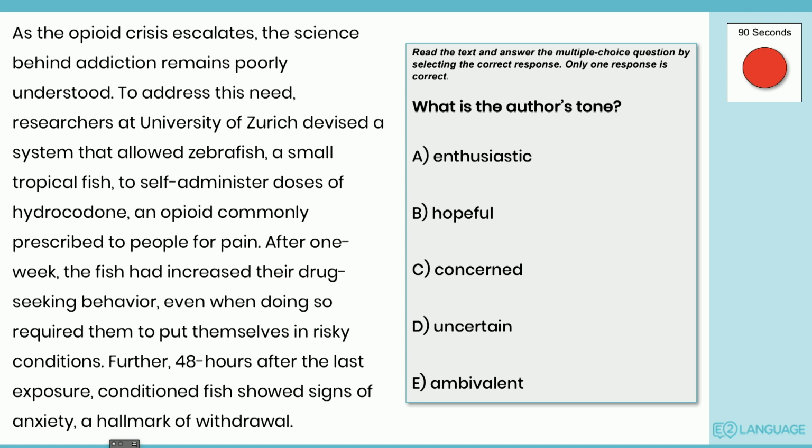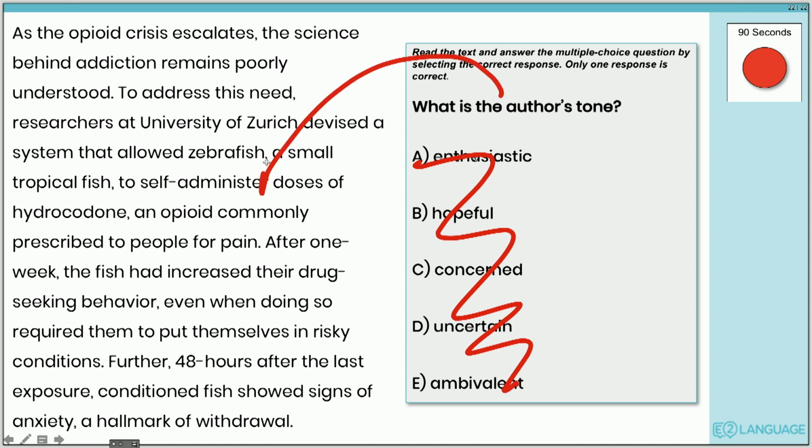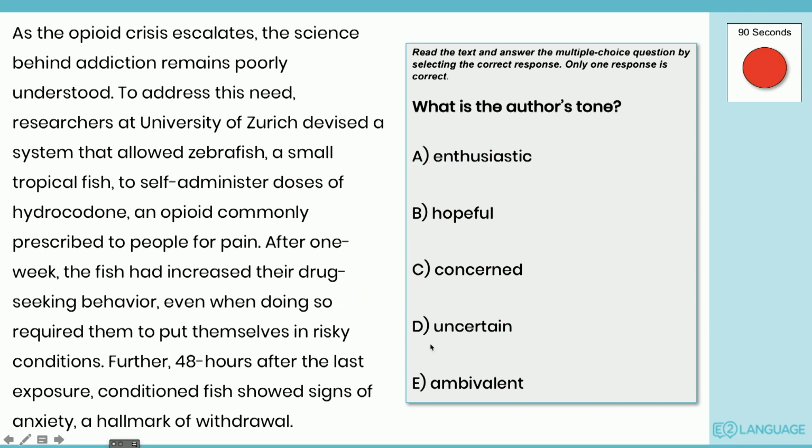Okie dokie. So, what is the author's tone? Let's not confuse ourselves with the answer options yet. We're going to go from here to the text. After we've read this and understood it fully, we're then going to go back and select the correct answer, which is C. The author's tone is of concern. Okay? The author sounds or seems concerned.